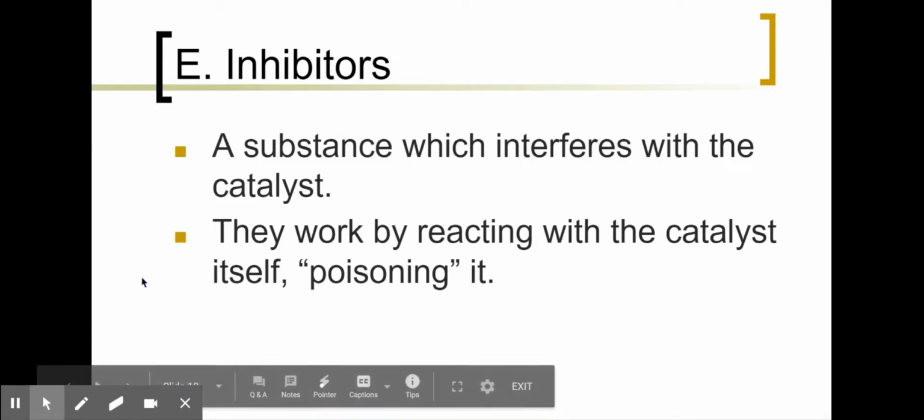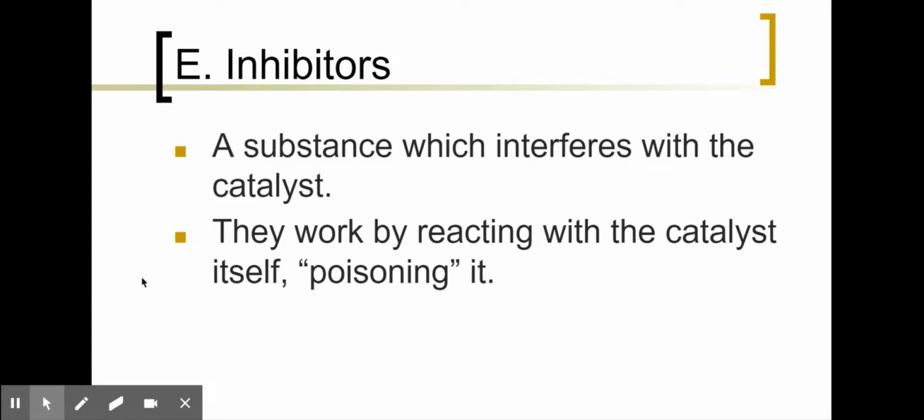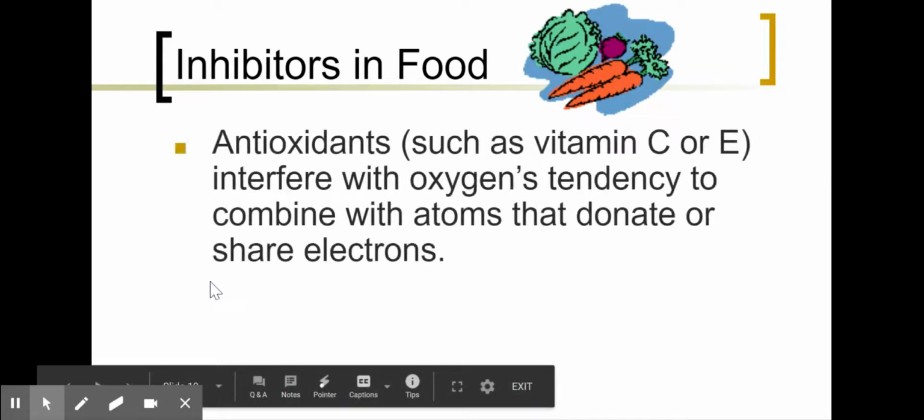Inhibitors are substances that are kind of anti-catalysts. They will stop catalysts from working, and they work by reacting with the catalyst itself, which poisons it. Some examples would be some of the things that are in food, like antioxidants, such as vitamin C or E. Those are always good to take.